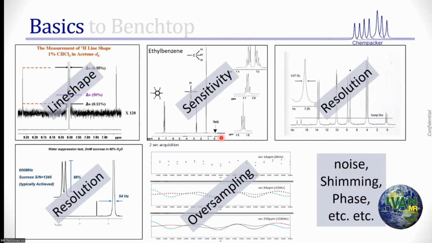So I'm coming back to basics of benchtop. Over the period of the last 5-6 years, I have talked about line shape. I talked about sensitivity. I talked about resolution. We redefined what we mean by sensitivity. Resolution in 1D, resolution in 2D. This is actually not 2D, but we gave 2 seminars on this. And then we also talked about oversampling. So today, I'm going to go further out. I might come back to sensitivity a little bit, but I'm going to talk about noise. I'm going to talk about shimming. I'm going to talk about phase.